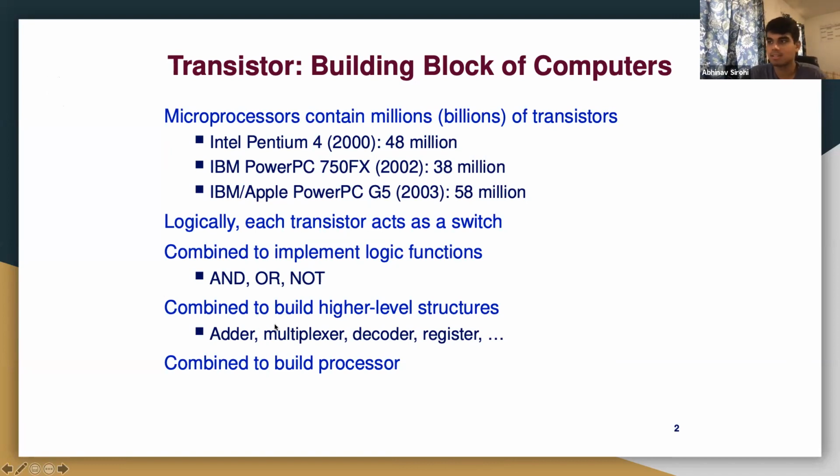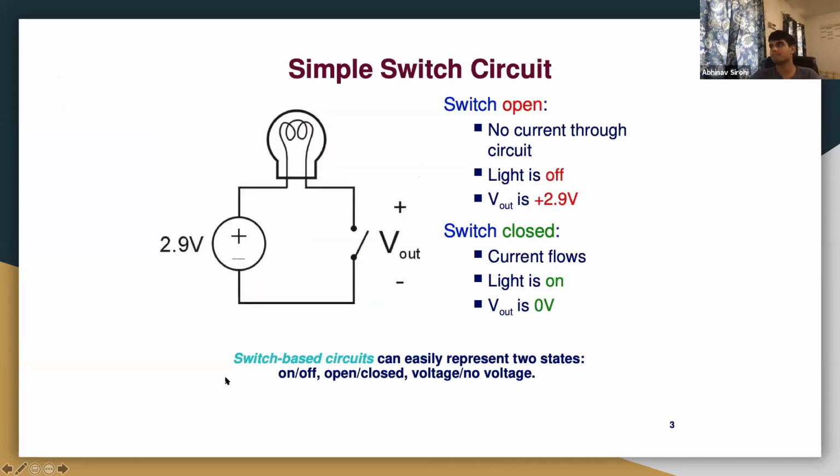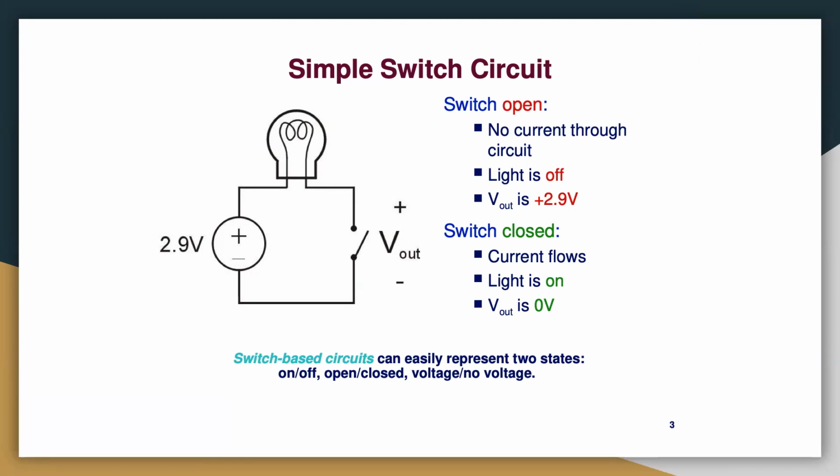So let's just look at a simple switch circuit. The switch is either open or closed. When it's open, there's no current going through. When it's closed, current flows. So we're going to be building circuits now using transistors, and it's either going to be on or off, open or closed, and that's either when there is voltage or no voltage.